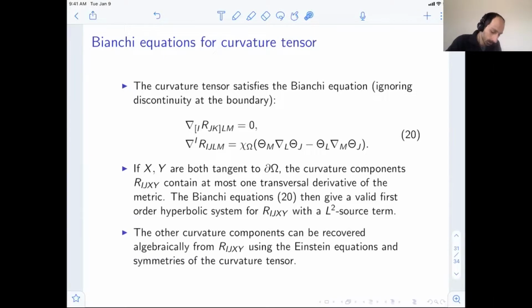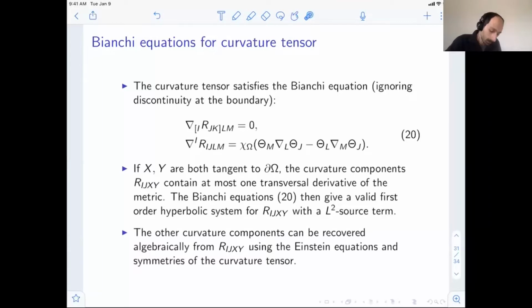We want to use the Bianchi equations. Let's say I look just in the interior or just in the exterior. I don't pay attention to the boundary for a minute. I have the two Bianchi equations, which on the inside would have a source term for this divergence equation, while in the exterior I would have vacuum. I would have zero. Okay, so we want to view these as a hyperbolic system and prove estimates for the curvature in this way.